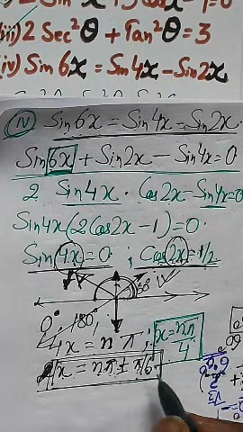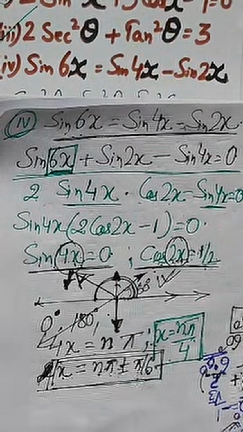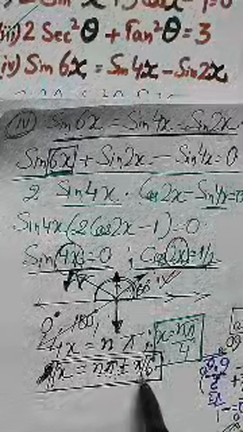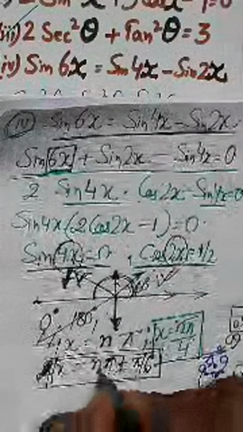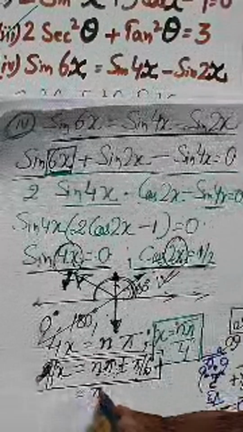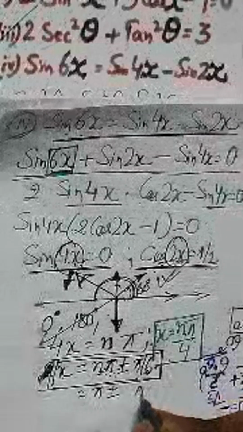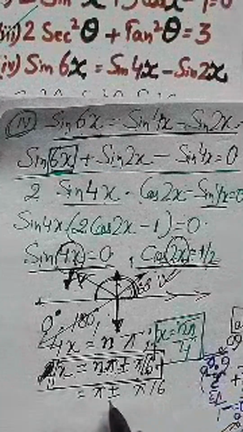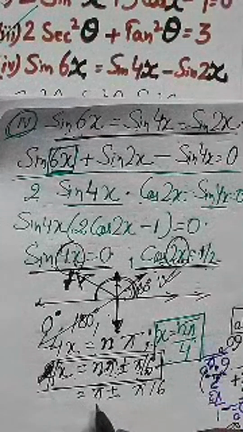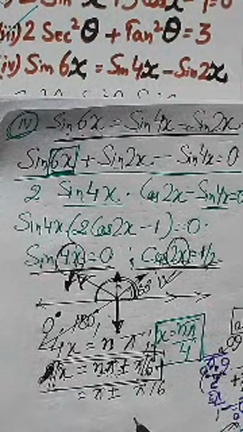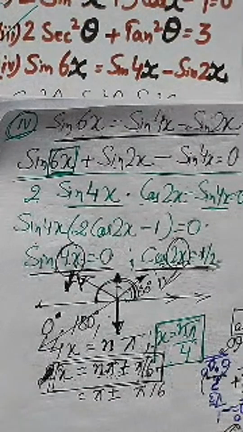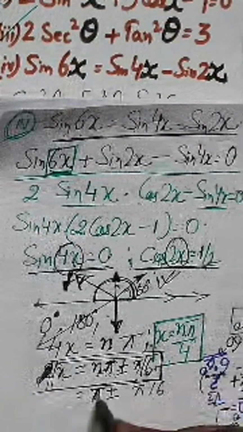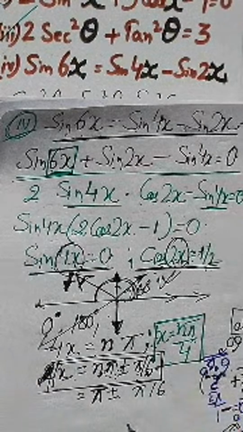Okay, so here you can see plus minus pi by 6. Consider the value of x with n as 1. If you consider n as 1, this will give you pi plus minus pi by 6.